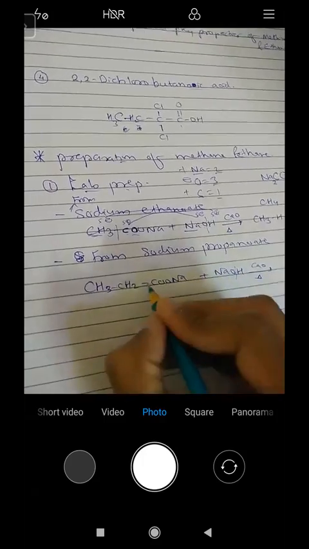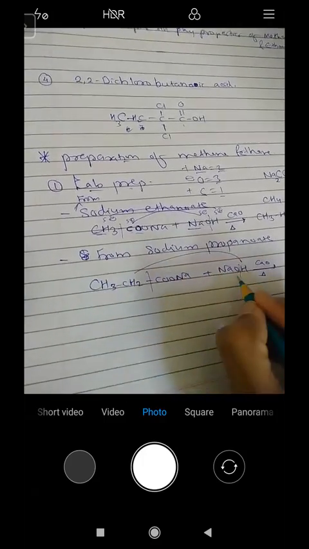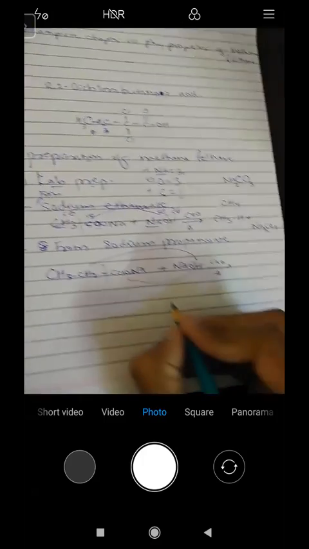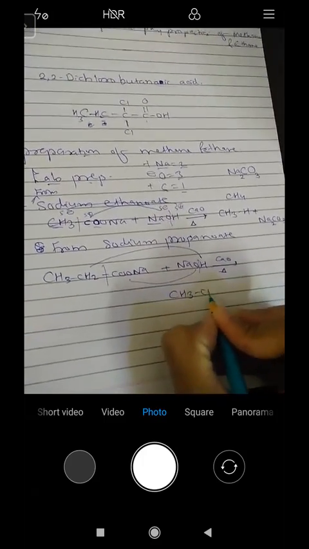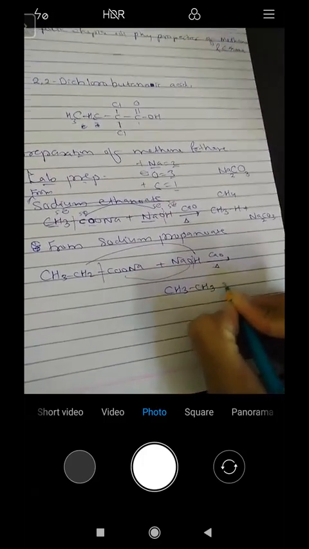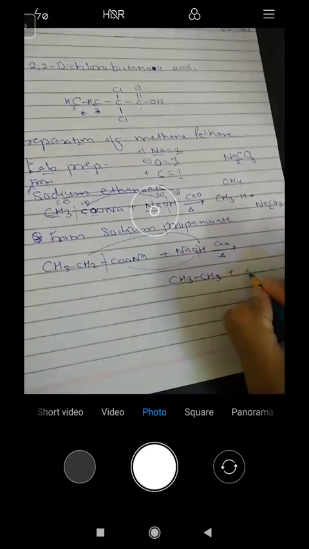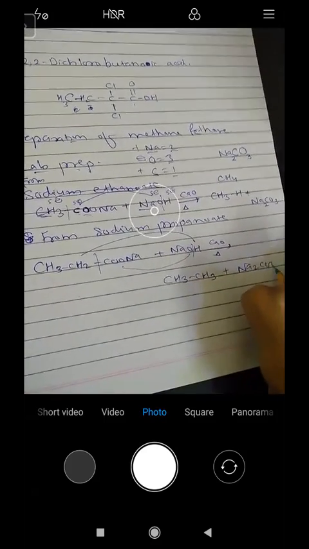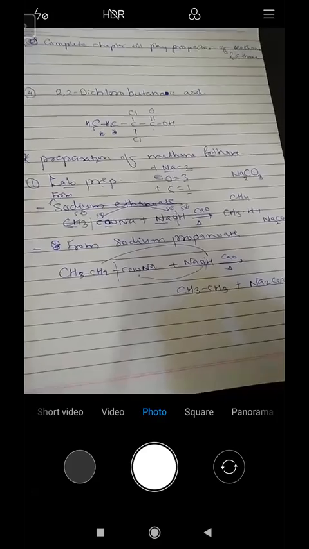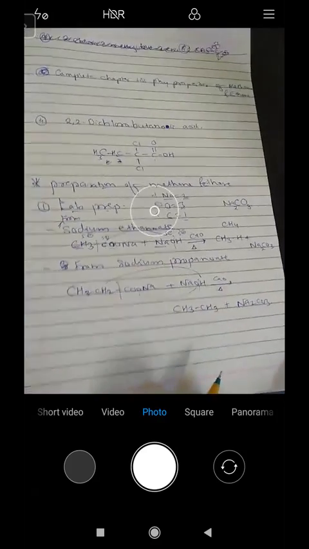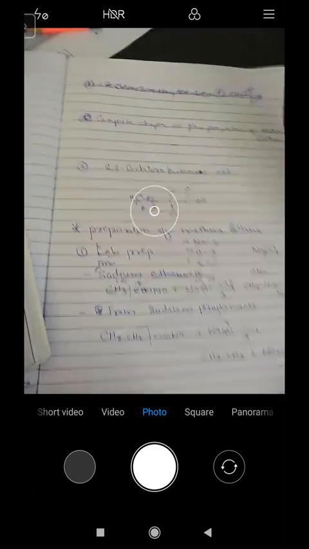ये bond टूटेगा, ये bond टूटेगा. This H will combine with this, and this will combine with this. What I will get? I will get CH3CH3, ethane, and after combination of this, we will get what? Na2CO3. Understood? Right? So this is only given over here.